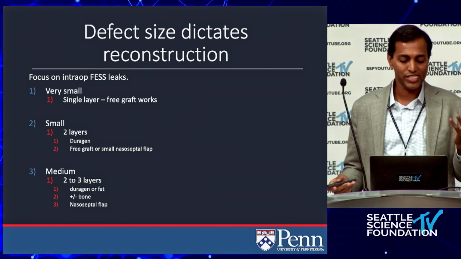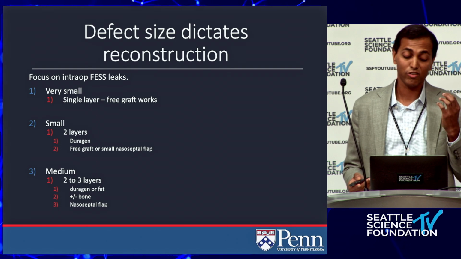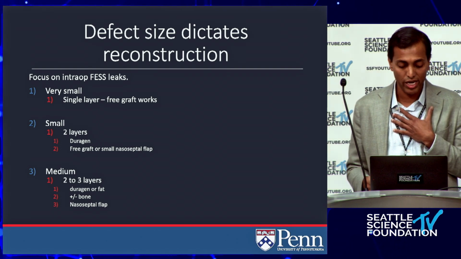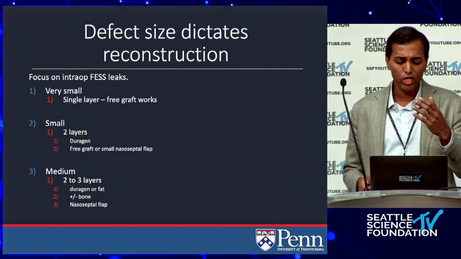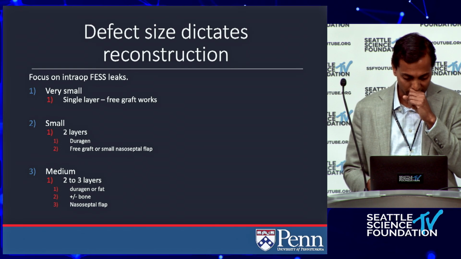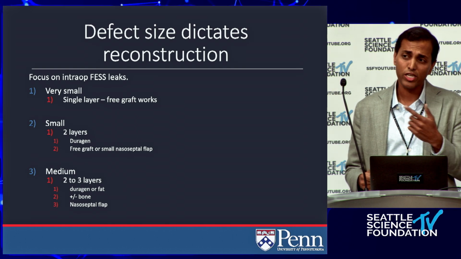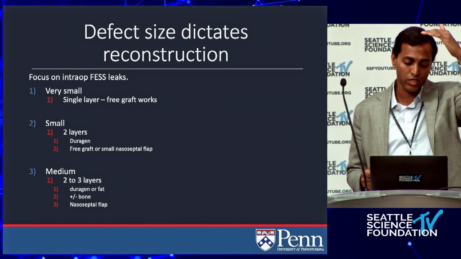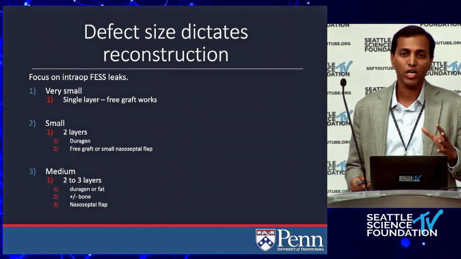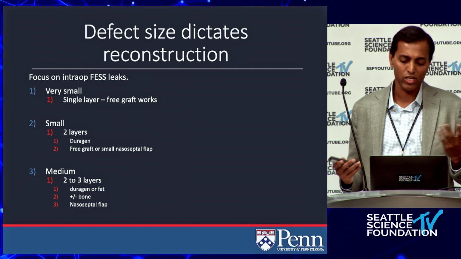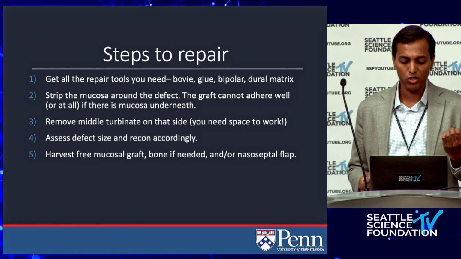Small defects, a single layer will work. Free graft works just fine. Sorry, let me say that was very small defects. Small defects, I like 2 layers. I typically use Duragen or again, some sort of synthetic material. And then I'll put either free graft or a small nasoseptal flap over that. And then medium to larger defects, that's where we think about 2 or 3 layers. So the one I showed you with the bone in the skull base, that I had 3 layers. I had Duragen, I had bone, and then I had a flap. But in general, my principle is if you can get 2 layers up there, you're usually in good shape. So what you want to do is, again, make sure that you have all the tools you need.